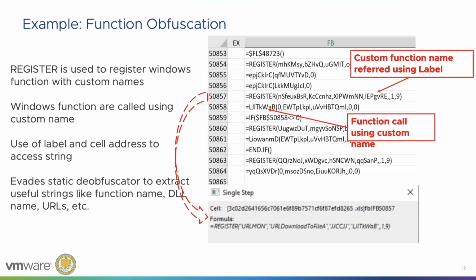And another technique that is used by malware authors is the use of register in order to create custom names for specific functions. So the register function in XL4 macros can associate any kind of label to any kind of function. And by doing this, the malware authors try to avoid signature matches and static analysis on the code itself.